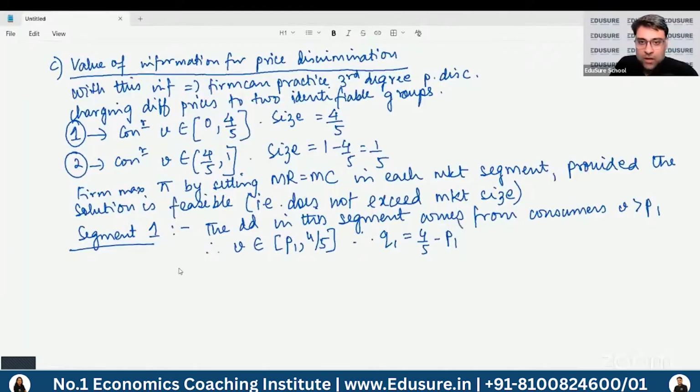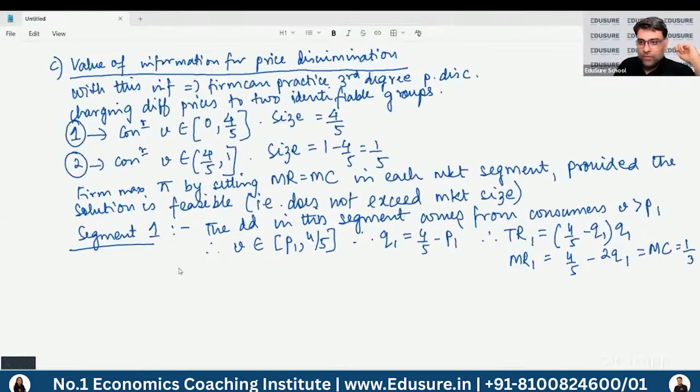As simple as that. Therefore, total revenue of the first is (4/5 minus Q1) into Q1. Marginal revenue of this is 4/5 minus 2Q1. Am I making sense? And this is equal to nothing but marginal cost, which is equal to 1/3. So 4/5 minus 1/3 is equal to 2Q1. Okay, so this is basically 15 LCM. 3 into 12 minus 5 is equal to 2Q1. Therefore, Q1 is equal to 7/30.